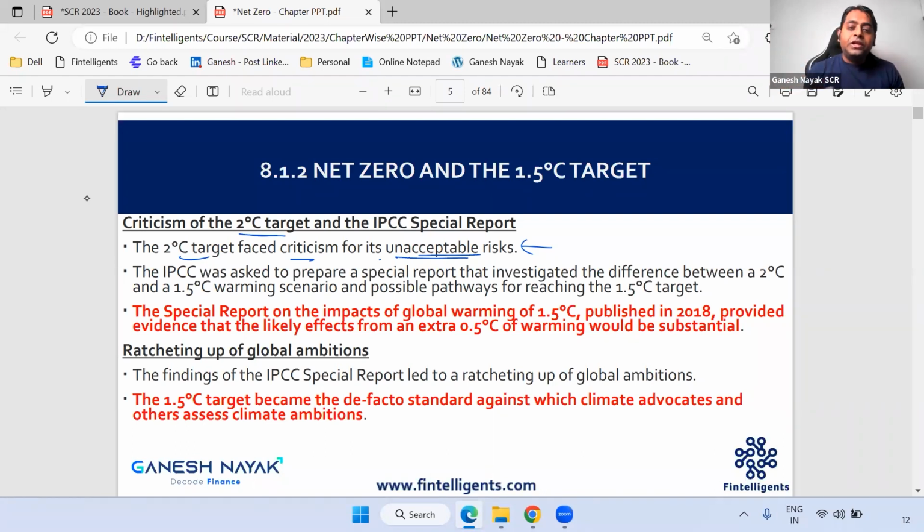So when initially it was created, a lot of countries started asking why we can't focus on 1.5 and why we can't have a possible pathway to reaching 1.5. So then the IPCC, which is also a committee, came out with a special report. There is a table also in the book which talks about the impact of that extra 0.5 warming.